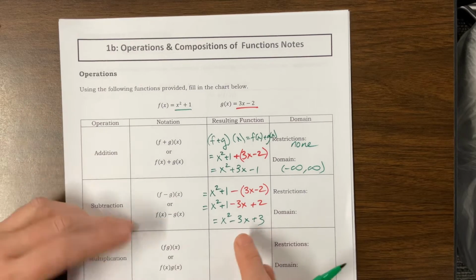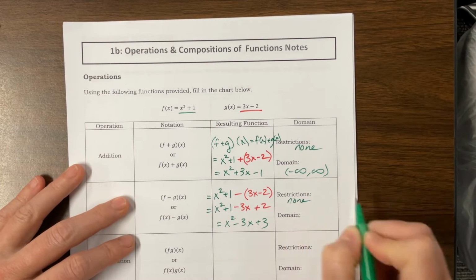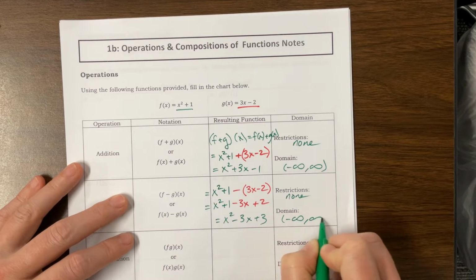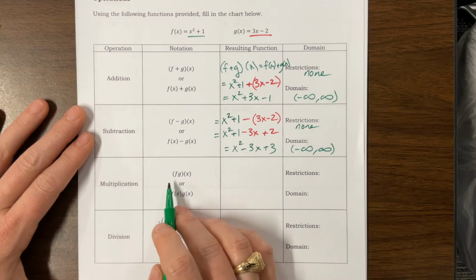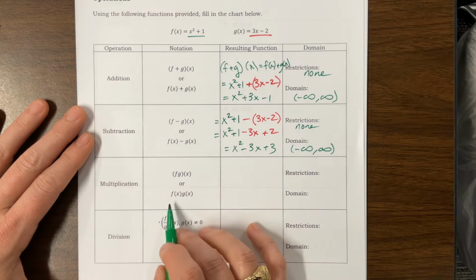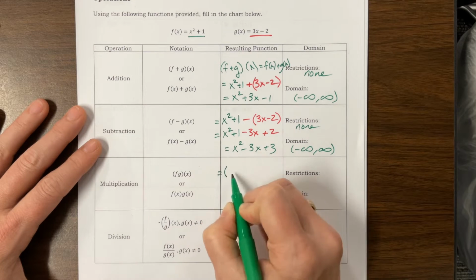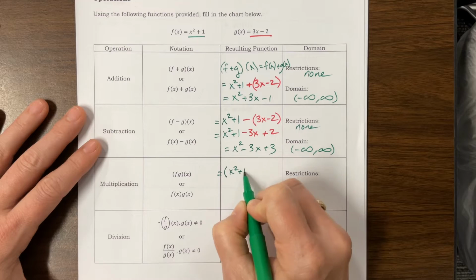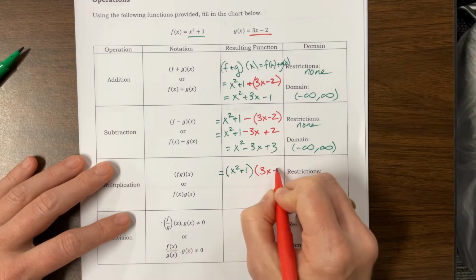But we're not trying to divide, so that's fine, and I don't see any square roots. So I have no restrictions, and so my domain is negative infinity to positive infinity. Okay, the next one, this we would say f times g of x. So they're multiplying here, or f of x times g of x, like this. So f equals f was x squared plus 1. Here comes g in a different color, 3x minus 2.